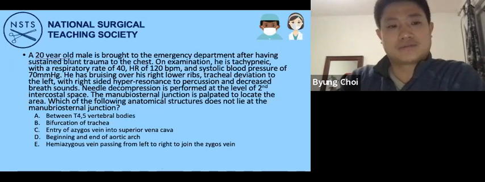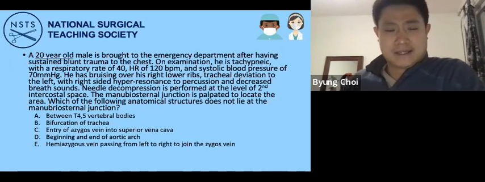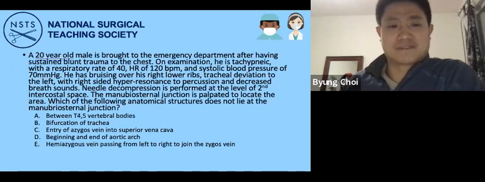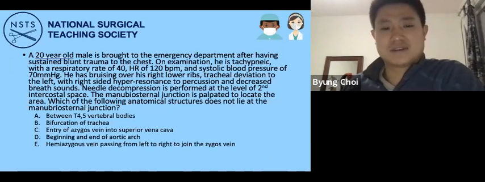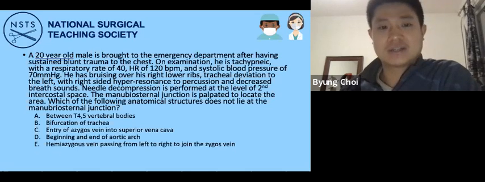Okay, so you've got the next question. A 20-year-old male is brought to the emergency department after having sustained blunt trauma to the chest. On examination, he's tachypneic with a respiratory rate of 40, heart rate of 120, and a systolic blood pressure of 70. He has bruising over his right lower ribs, tracheal deviation to the left with right-sided hyperresonance to percussion, and decreased breath sounds. Needle decompression is performed at the level of the second intercostal space. The manubriosternal junction is palpated to locate the area. Which of the following anatomical structures does not lie at that junction?